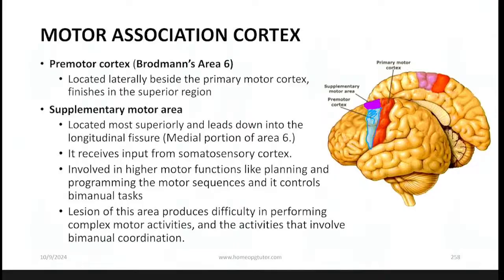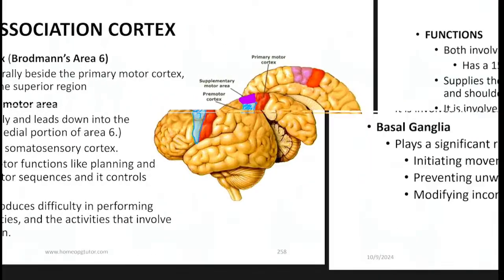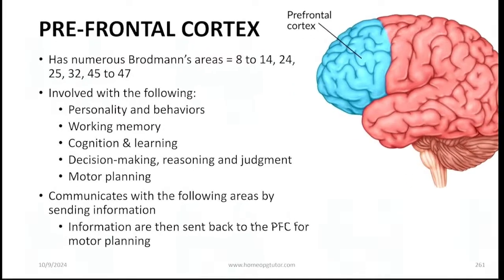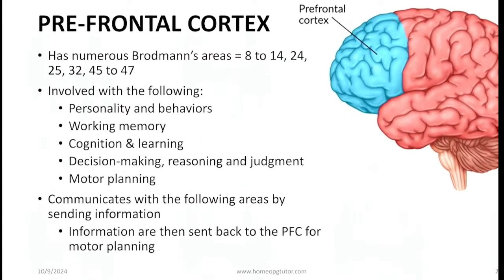Next, let us see about the prefrontal cortex. We had already mentioned the prefrontal cortex, which is again in blue over here. It has many Brodmann's areas: 8 to 12, then 24, 25, 32, 45, and 47. They are involved in personality and behavior, working memory, cognition and learning, decision making, reasoning, judgment, and motor planning. All of these are dealt with by the prefrontal cortex. Basically, they communicate with the areas by sending information back to the prefrontal cortex for motor planning.